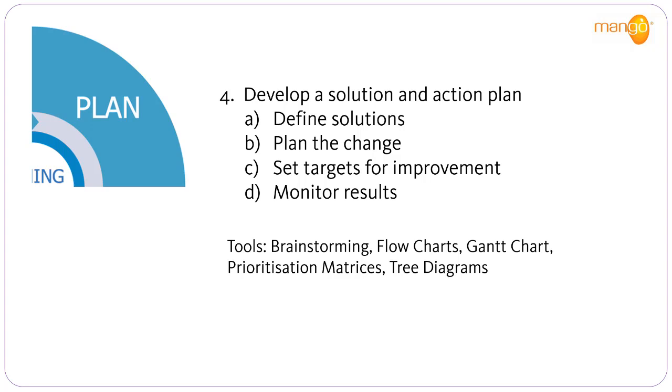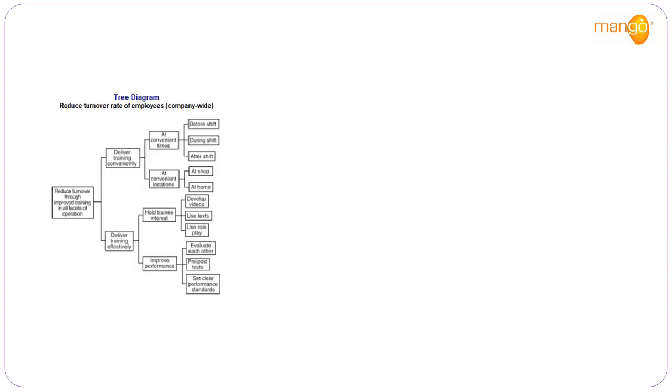The tools you use here are the brainstorming, there's flowcharts. Now we're starting to use Gantt charts, prioritization matrices, and tree diagrams. And we'll have a look at some of these now. Step 4 is now you're starting to put in the solutions. And in that solution, you've got to actually put in a plan to make the change so that things do change over time. So here's a tree diagram of looking at reducing turnover through training all facets of the operation.